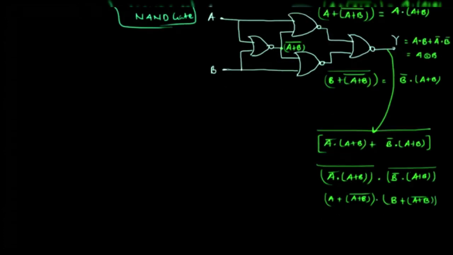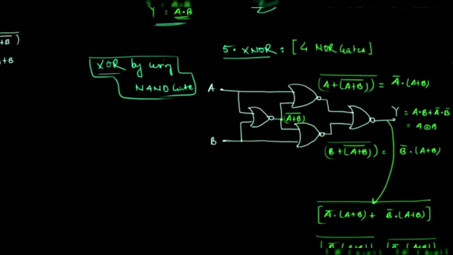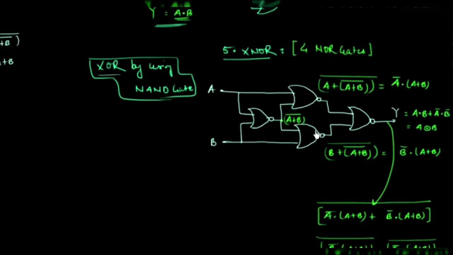Right? Now we can take A or B, its whole complement, as common. So we will have A and B, or A or B and its whole complement. Finally we will have A and B, or A complement and B complement, and this is equal to A XNOR B. So we can say that this arrangement with 4 NOR gates is working as an XNOR gate, and if you want to implement an XOR gate by using the NOR gate, then you have to complement the output of this arrangement.